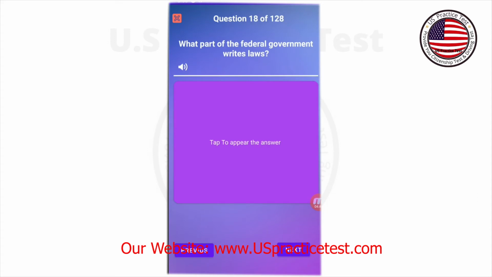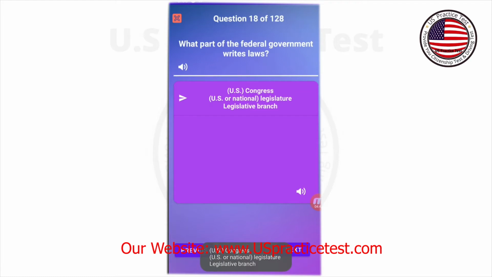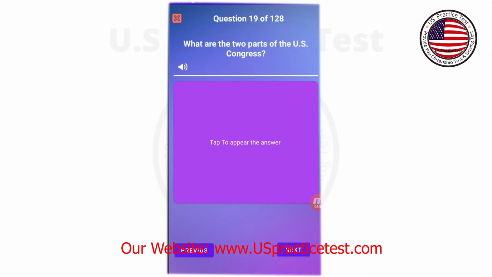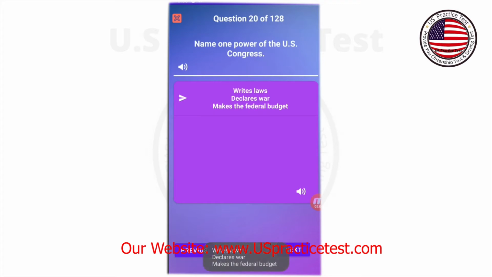What part of the federal government writes laws? U.S. Congress. U.S. or national legislature. Legislative branch. What are the two parts of the U.S. Congress? Senate and House of Representatives. Name one power of the U.S. Congress. Writes laws. Declares war. Makes the federal budget.